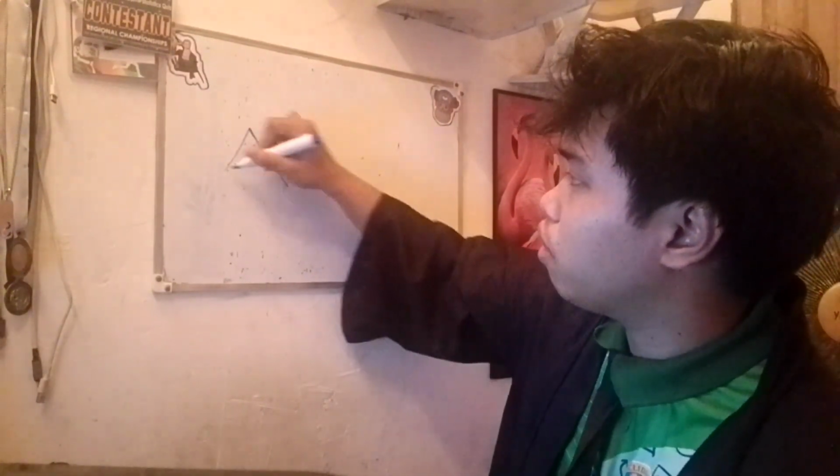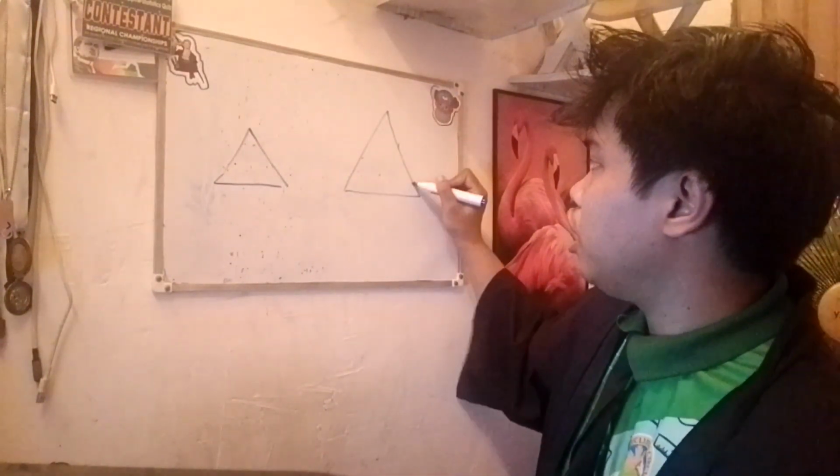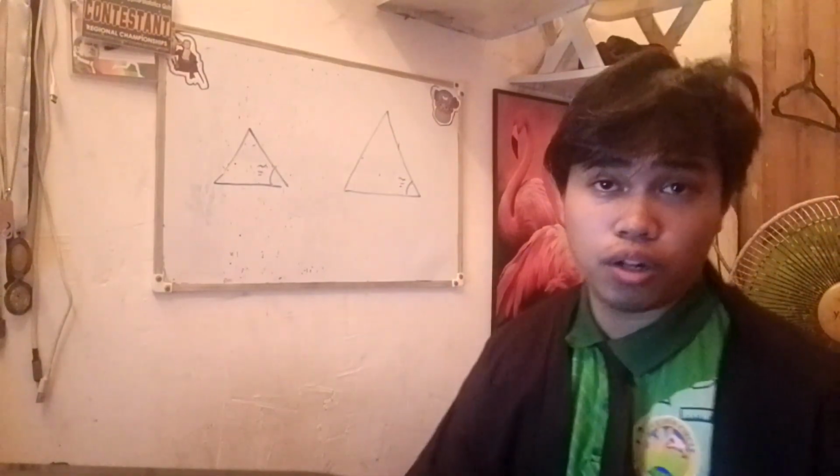Now, how can we actually see that? In Euclidean geometry, if two triangles have the same angles, then they are similar, regardless of their size. Meaning, if we have a smaller triangle here and a bigger triangle right here, and they have congruent angles towards each other, then they are congruent.